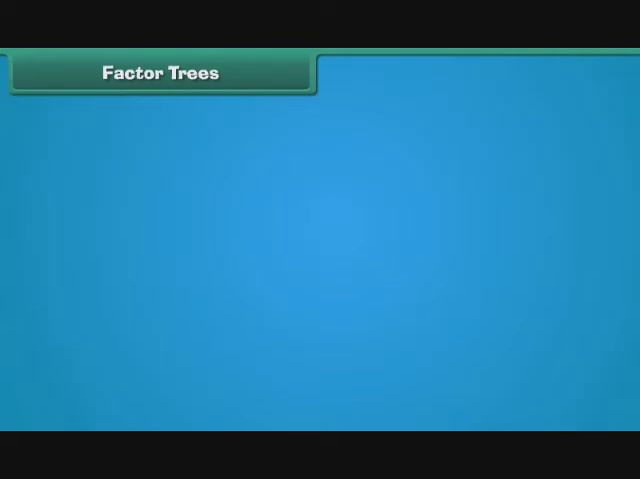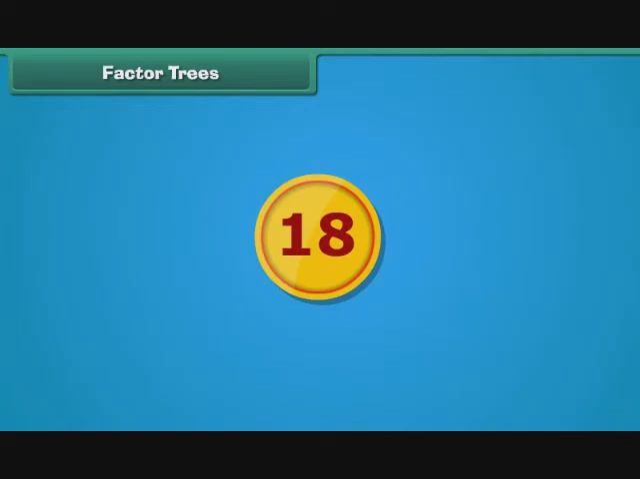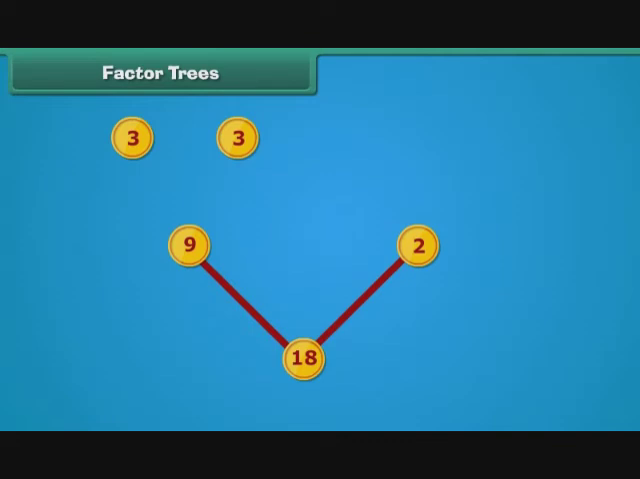Factor trees. Let us now express the factors of 18 with the help of a factor tree. 18 can be expressed as the product of 9 and 2. We draw 2 branches from 18. Mark one as 9 and the other as 2. 9 can be written as the product of 3 and 3. We draw 2 branches from 9. Mark both as 3. 3 can be written only as 1 multiplied by 3. 2 can be written only as 1 multiplied by 2. We skip these factoring. The factor tree for 18 is complete.